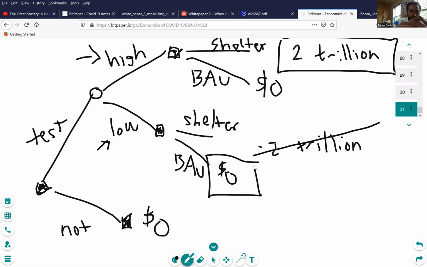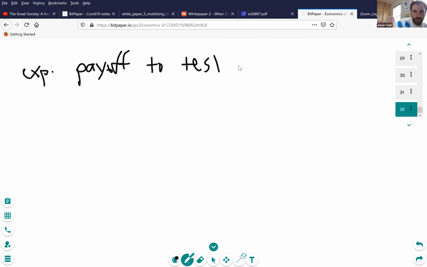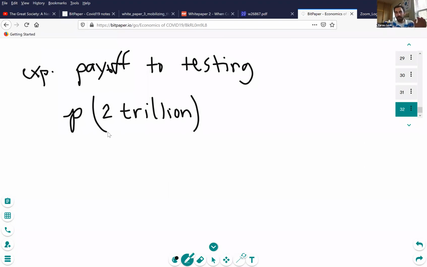So overall, if we think about these probabilities, there's a P probability of a high mortality rate, a 1 minus P probability of a low mortality rate. The expected payoff to testing is P times 2 trillion. That's the probability that we find a high mortality rate and can adapt and do shelter in place. That's the $2 trillion benefits of that. Then there's a 1 minus P probability that we find out the mortality rate is low. Once we figure that out, we just conduct business as usual, and the payoff associated with that is 0.